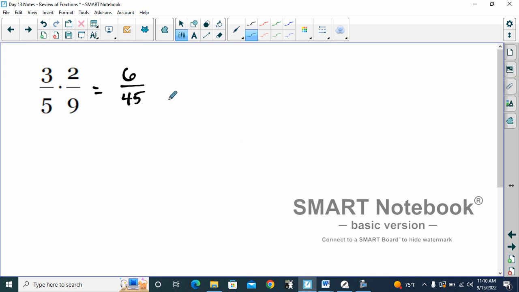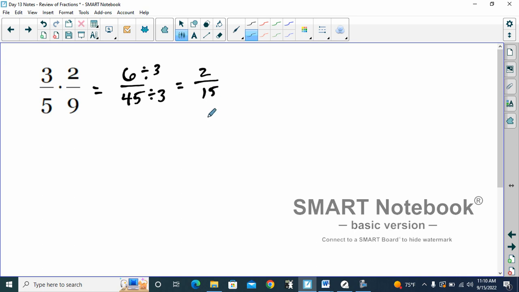And then we want to simplify if we can. 6 and 45. Anything I can divide those both by? Well, 6 is divisible by 2 because it's an even number, but 45 is not because it's odd. 6 is divisible by 3, as is 45. So divide them both by 3. 6 divided by 3 is 2. 45 divided by 3 is 15.